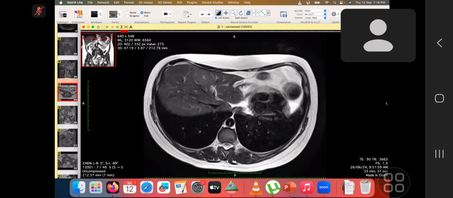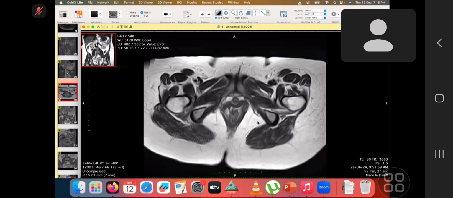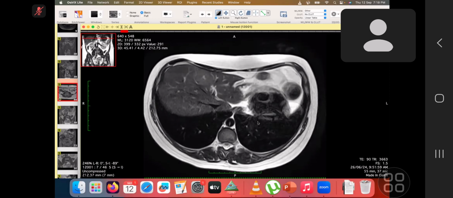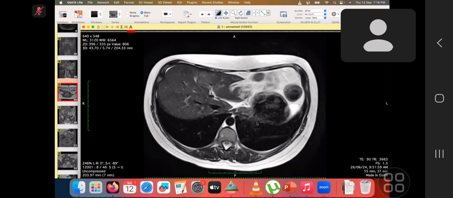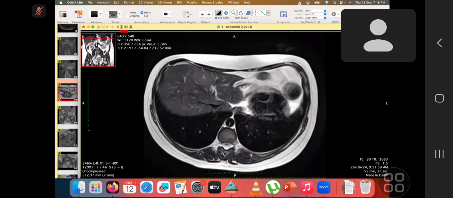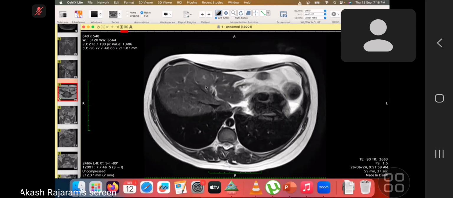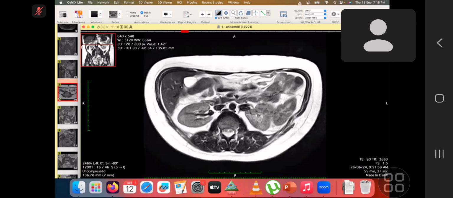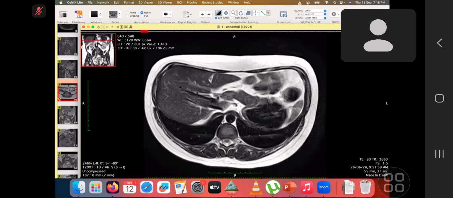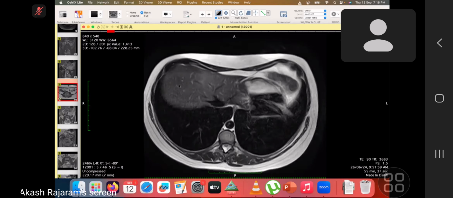Reviewing the liver, there is a lesion at the segment 4 of the liver, which is intermediate in signal with a central scar noted, which shows hyperintensity in the T2 sequence. Otherwise, I don't see any multiplicity of this lesion, and the liver margin is preserved. I don't see any perihepatic free fluid or enlarged perihepatic lymph nodes. Rest of the abdomen was unremarkable.